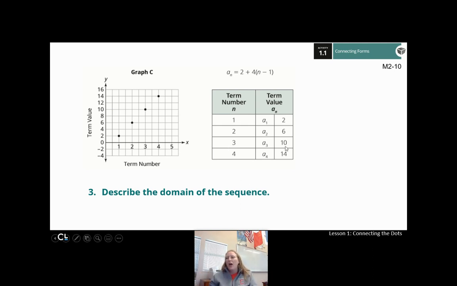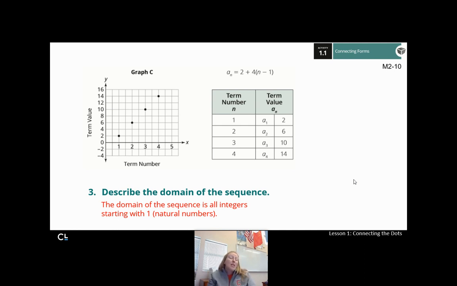So I'm going to describe my domain in this particular case with this sequence as all integers starting with 1. Sometimes you can call them natural numbers. If you say all positive integers, that would be okay as well. There's a lot of different ways to word that.